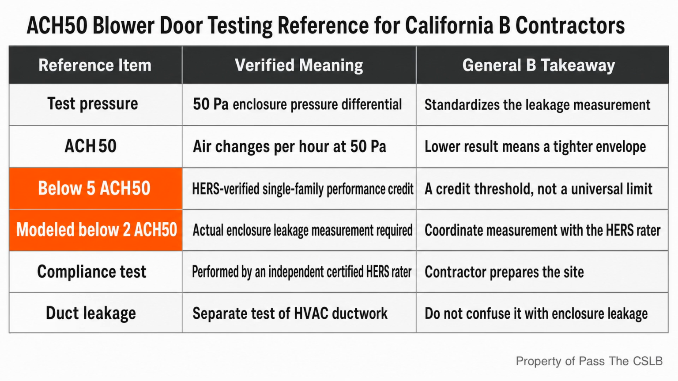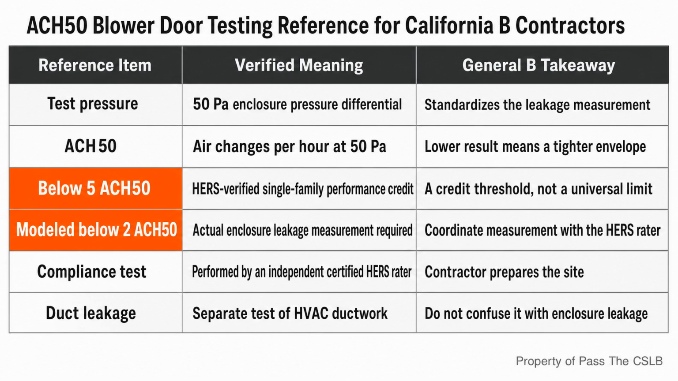When the blower door test is performed, remember what it measures. The enclosure is brought to a 50 pascal pressure difference, and leakage is reported as air changes per hour at that pressure. Lower means tighter under the test condition. Envelope leakage is not duct leakage.